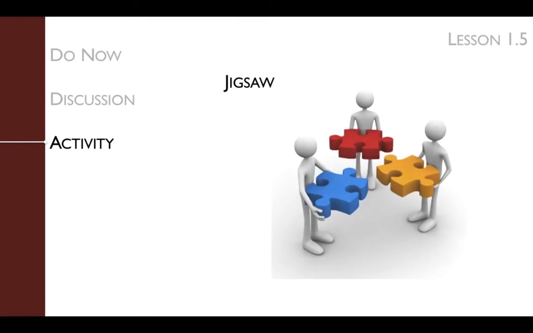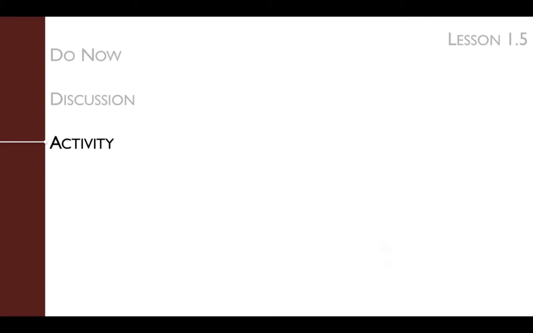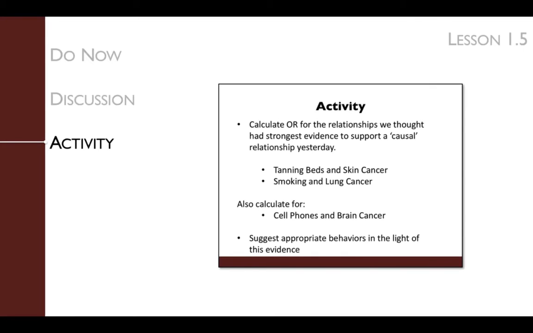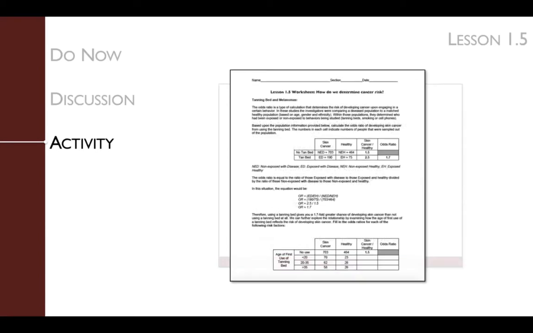The odds ratio activity can be performed as a jigsaw activity. In that case, students will work in small groups, and each group will examine data from scientific papers and calculate the odds ratio for the risk of developing cancer in each of these situations. Then they will make suggestions about which behaviors would be appropriate to change in light of these risks. Finally, they will compare their conclusions with federal policies.